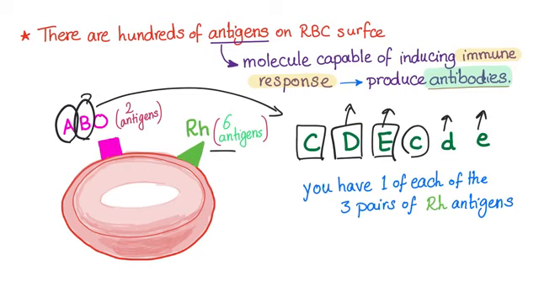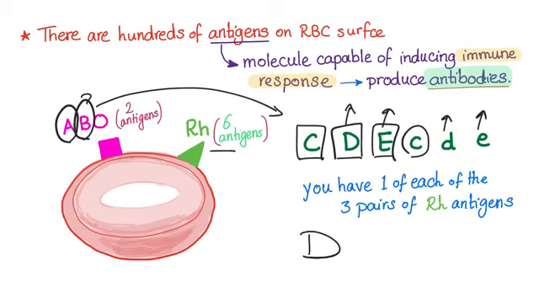But you will never have all 6. You will only have one of each of the 3 pairs. So if you have the capital C, you will never have the small c at the same time. Not gonna happen. Same with D or E. You have one of each of the 3 pairs. This is 1 pair, 2nd pair, 3rd pair. Which one of these is the most common?